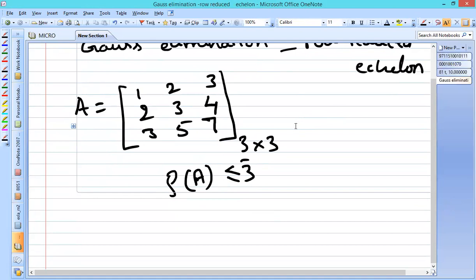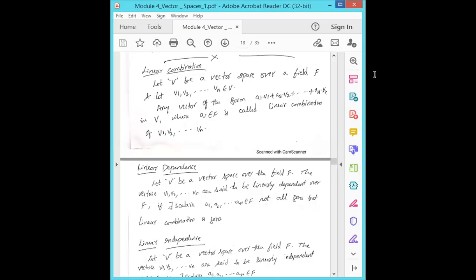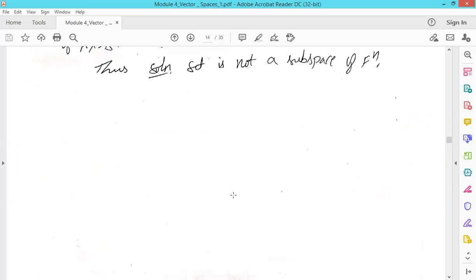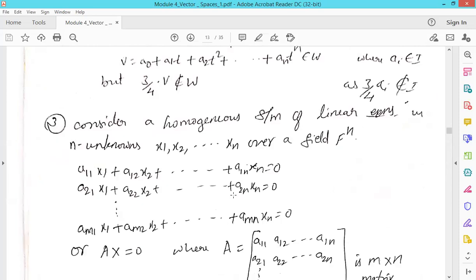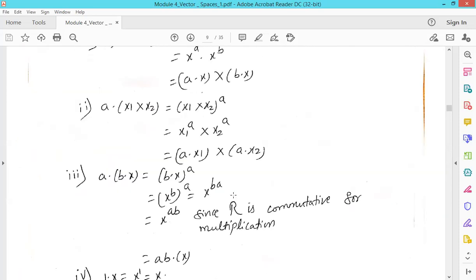In the previous class we had discussed 3 transformations that can be applied. I'll just revise that. I'll go back here. While discussing the rank of a matrix, I told about 3 transformations that can be performed.